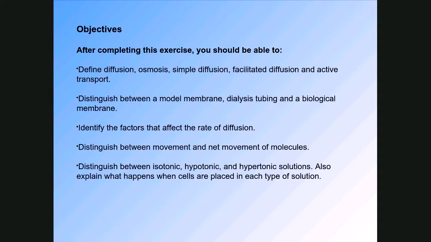Now, objectives, I forgot to get rid of why. That's the old way. This is actually everything you're supposed to learn. I'm going to get rid of that second slide and add this. But the overall objectives: define diffusion, osmosis, simple diffusion, facilitated diffusion, active transport; distinguish between a model membrane, dialysis tubing, and a biological membrane; identify the factors that affect the rate of diffusion. There are 3 that you're going to test in this lab.